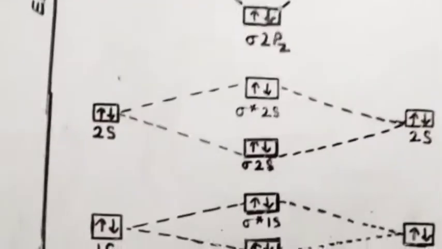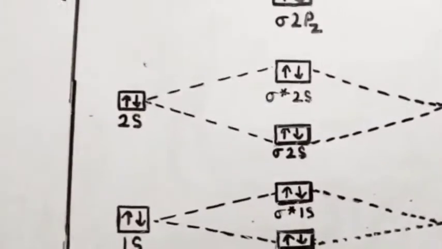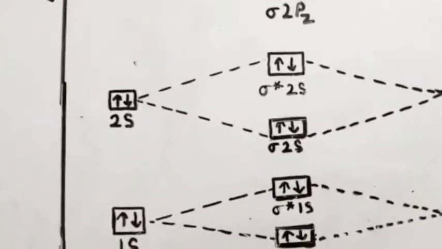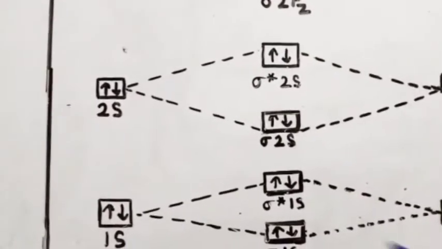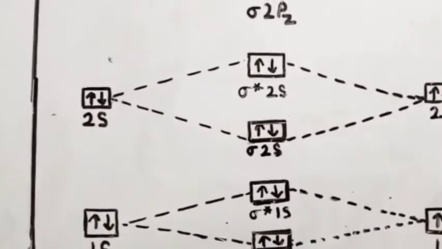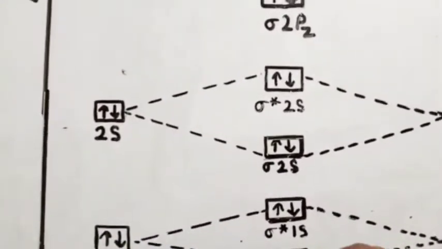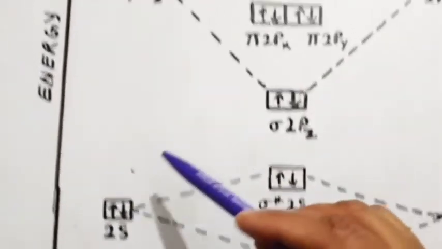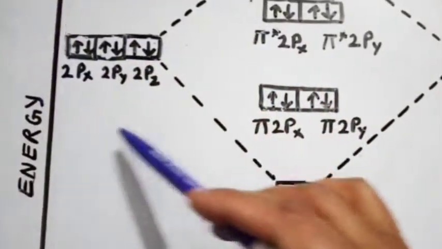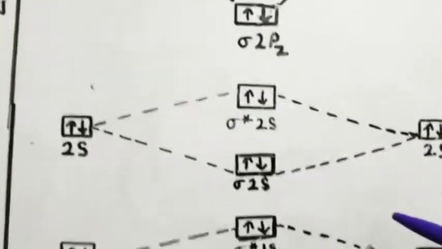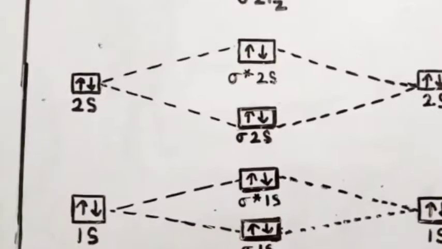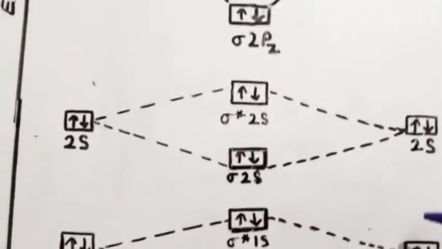Now we will see the molecular orbital diagram. This is the first neon atom, this is the second neon atom. The number of electrons in a neon atom is 10. So 2 will be in the 1s orbital, 2 will be in the 2s orbital, and the remaining 6 will be in the 2p orbital. Similar electronic configuration will be for the second neon atom, like this.